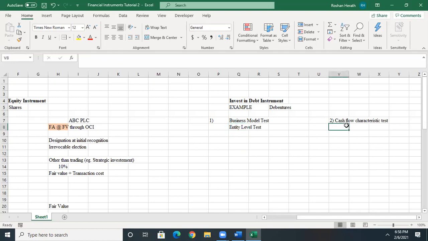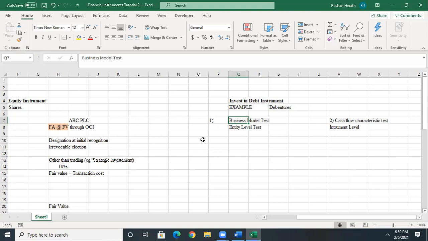But on the other hand, the cash flow characteristic test is an instrument-based test, so instrument level. Therefore, this happens at two levels. When it comes to the business model, when it comes to an entity, they would be having different kinds of portfolios. They may be having different kinds of portfolios where they keep for different purposes. Their intention may be different to one another.